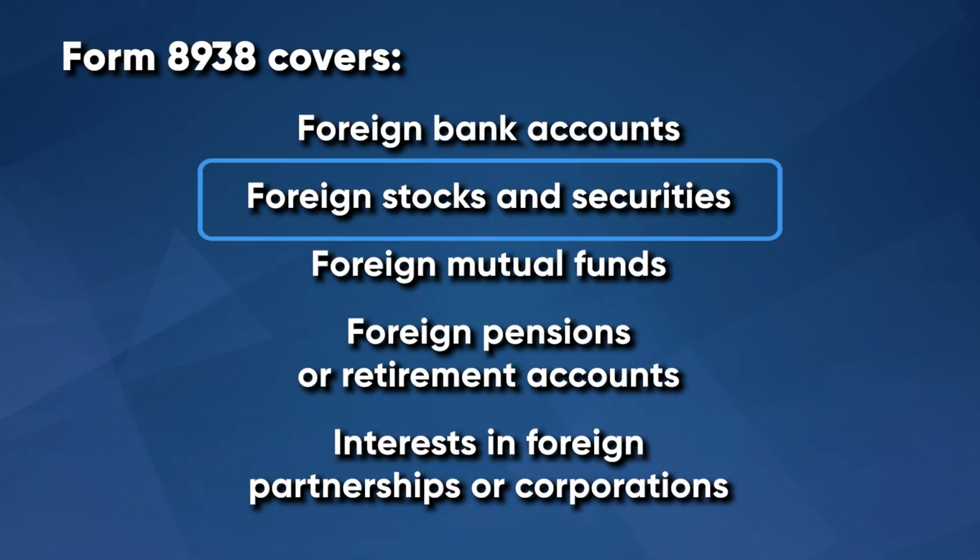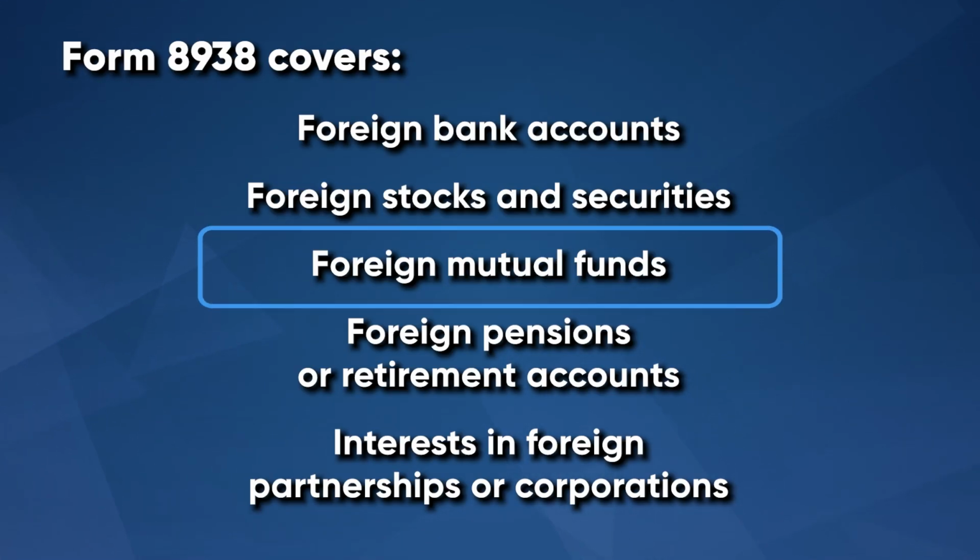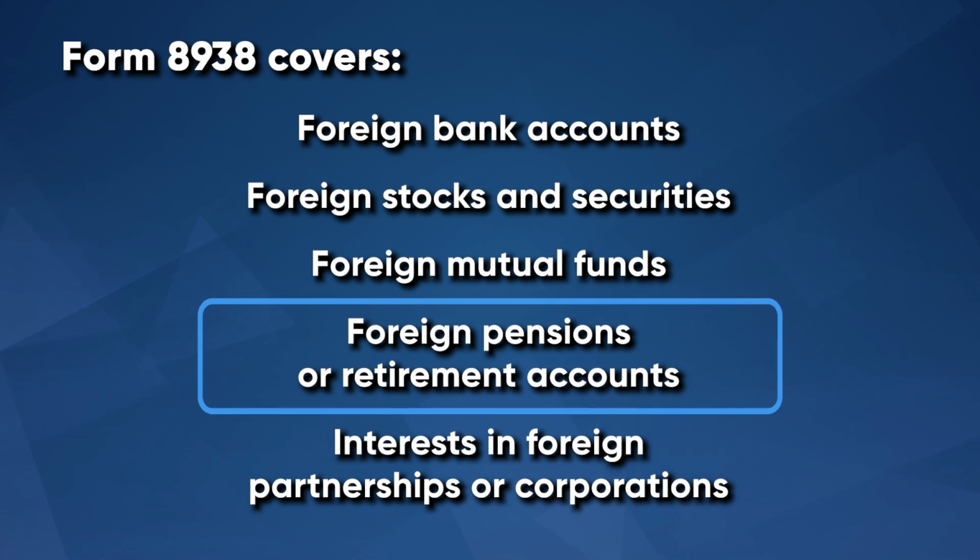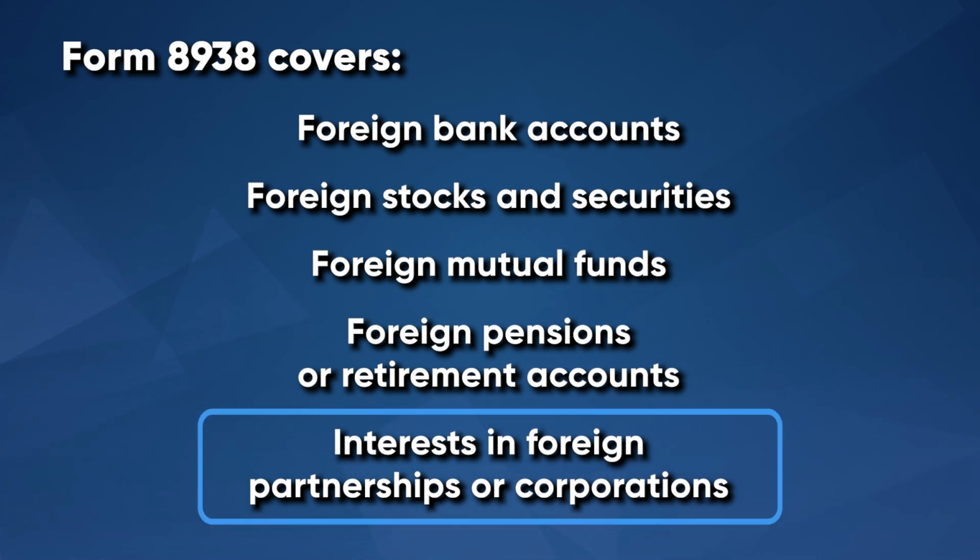What types of foreign assets must be reported? Form 8938 covers a broad range of foreign financial assets and accounts, including foreign bank accounts, foreign stocks and securities, foreign mutual funds, foreign pensions or retirement accounts, and interest in foreign partnerships or corporations. It's important to note that FATCA reporting is in addition to other foreign account reporting requirements, such as FBAR. Just because you filed an FBAR doesn't mean you can skip Form 8938. Both may be required depending on your situation.